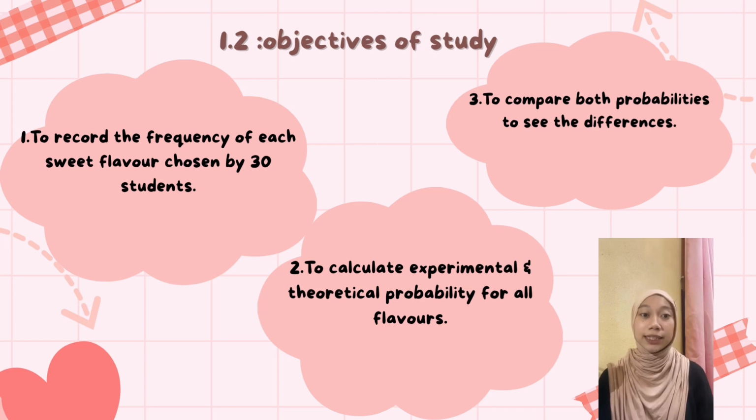Third, to compare both probabilities to see the differences. This step shows us if randomness affects the result or not. Even if all flavors have an equal chance, real-life results may still vary, and this is what we want to highlight.